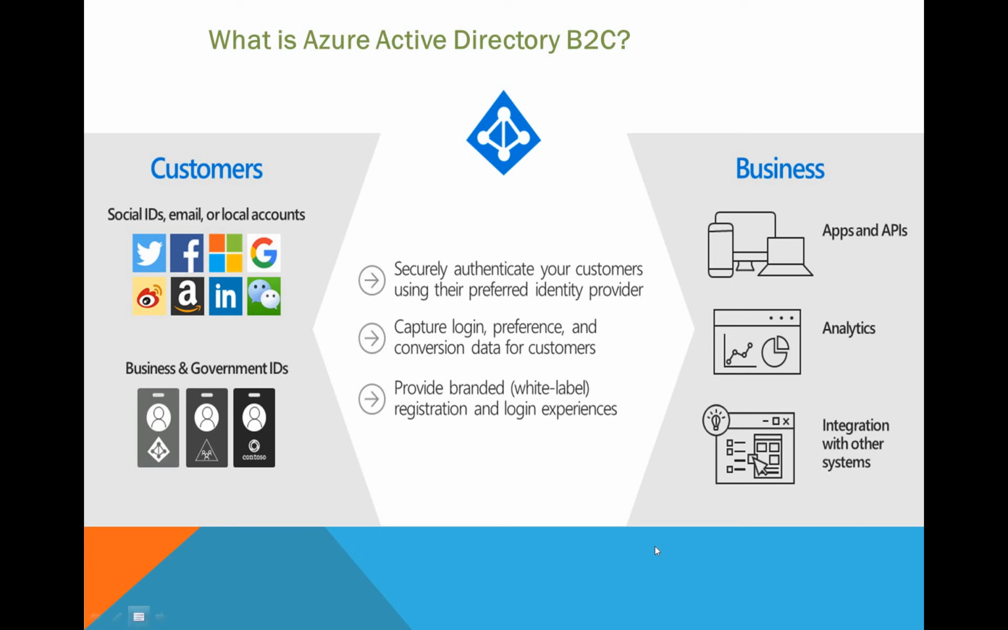APIs. So in this diagram, you can see one side is customers and the other side is business. On the customer side you can see social IDs, email, and local accounts, such as Google, Amazon, Facebook, LinkedIn, and many more. Similarly, you can see business and government IDs, where let's suppose your customer has a business or government ID, and it also supports that.